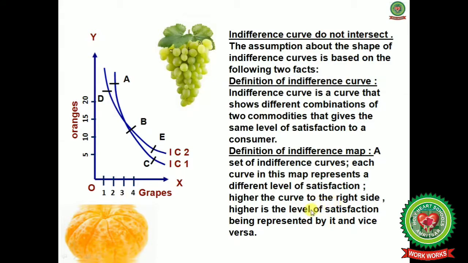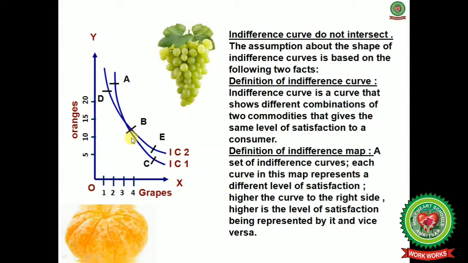The higher the curve to the right side, the higher the level of satisfaction represented by this curve, and vice versa. But in this diagram you can see this curve is IC2 and this is the IC1 curve. At which curve the consumer will get the maximum satisfaction, we can't say, because in the upper segment, the IC2 curve is least preferred by the consumer because it gives a lesser level of satisfaction, and the IC1 curve gives the consumer more satisfaction.